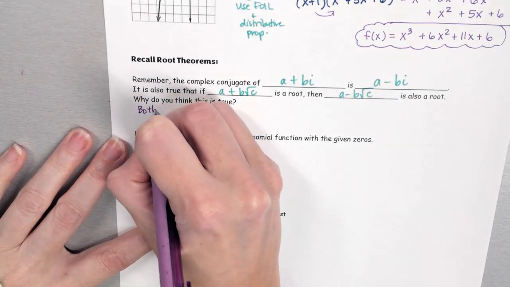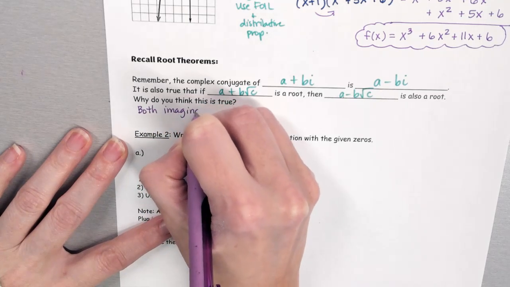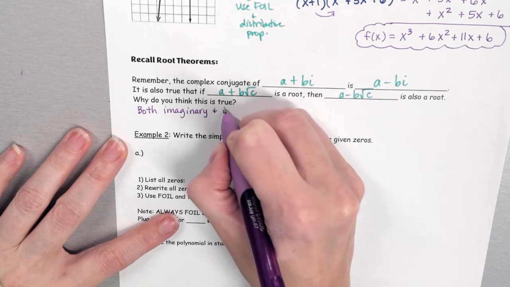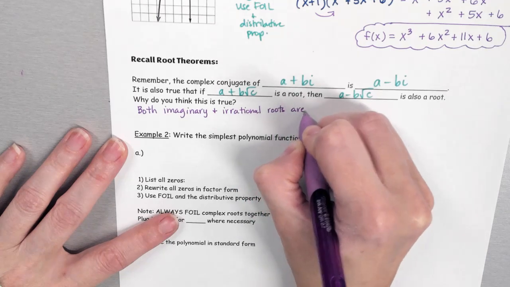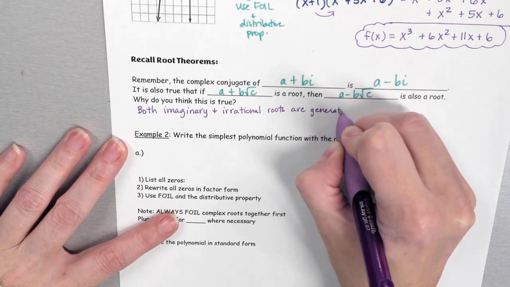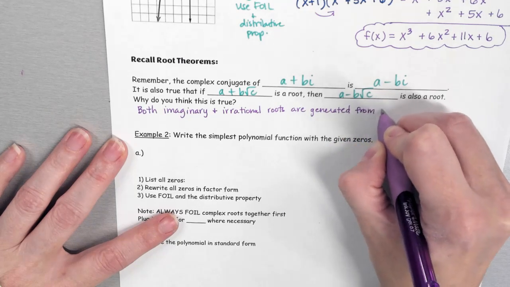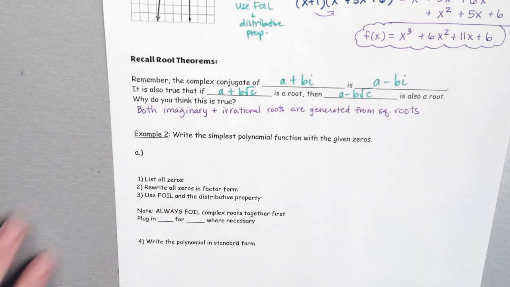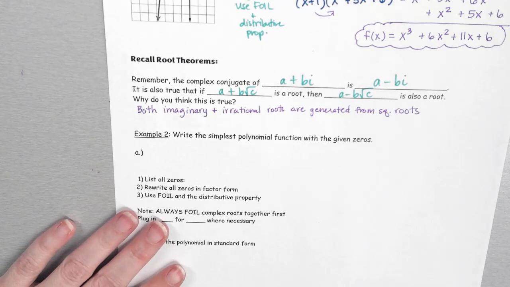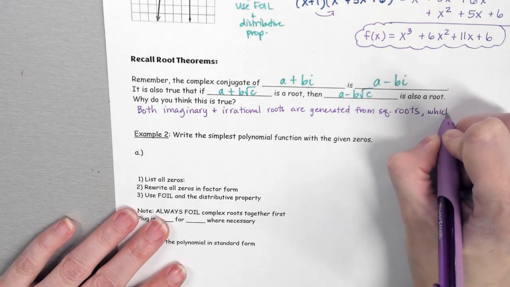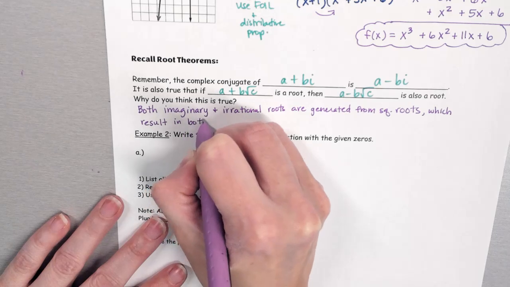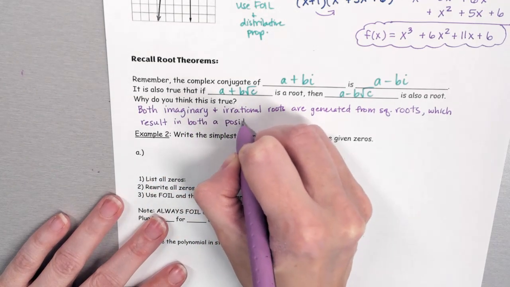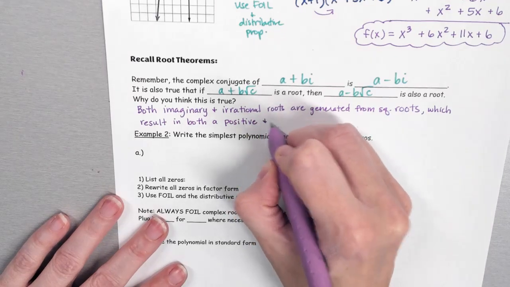So why do you think this is? It's because both imaginary and irrational roots are generated from square roots, which result in both a positive and negative solution.